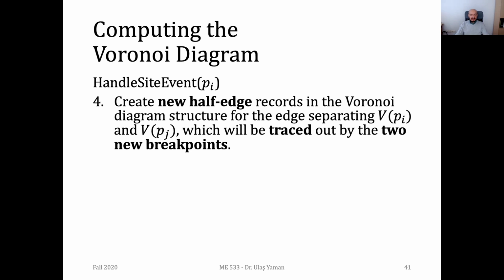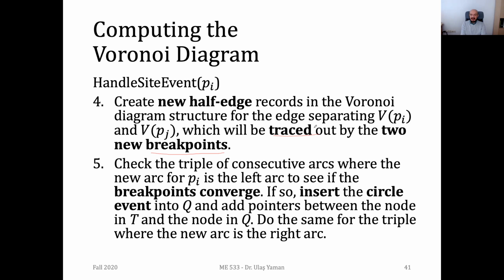Now let's continue. This time we will have some new half-edges created, and they should again be stored properly. They should also take care of the breakpoints since they are responsible for tracing out the edges of the Voronoi diagram. The fifth one is a bit important step here. We are now dealing with handle site event, but while we are doing some computation related with the sites, you may come up with some specific cases where you realize that there is a circle event.